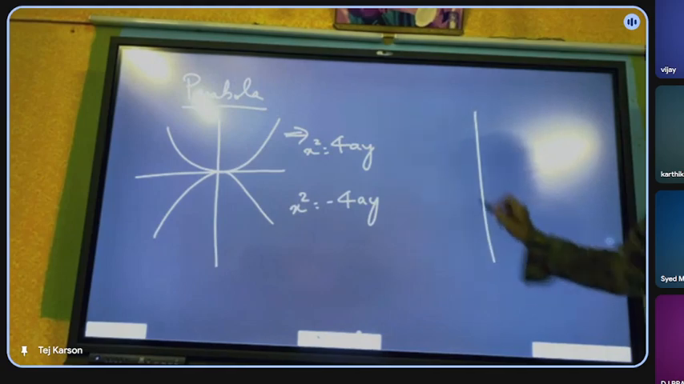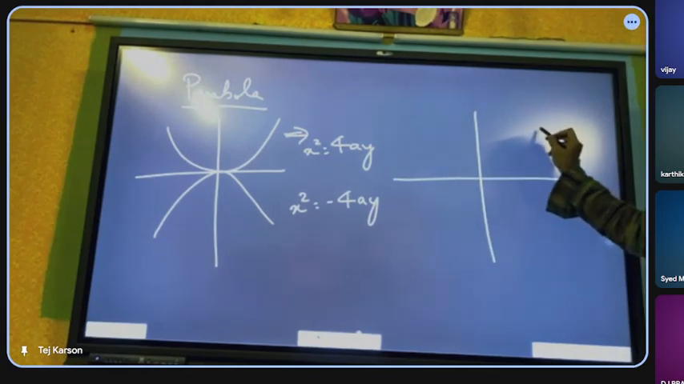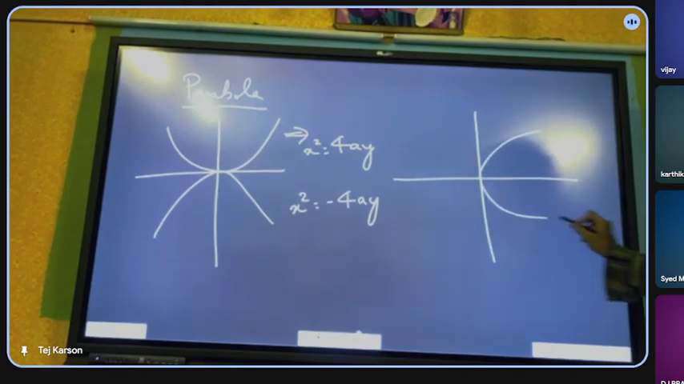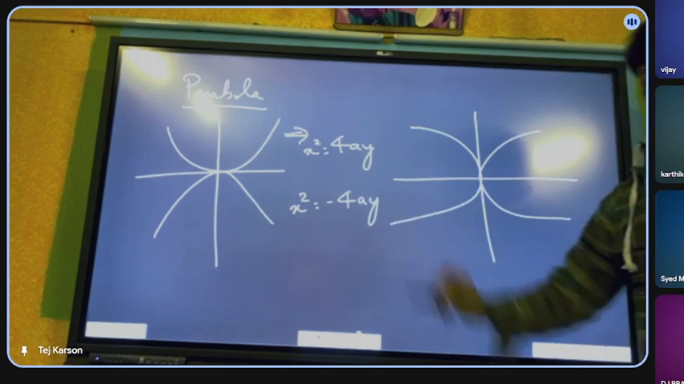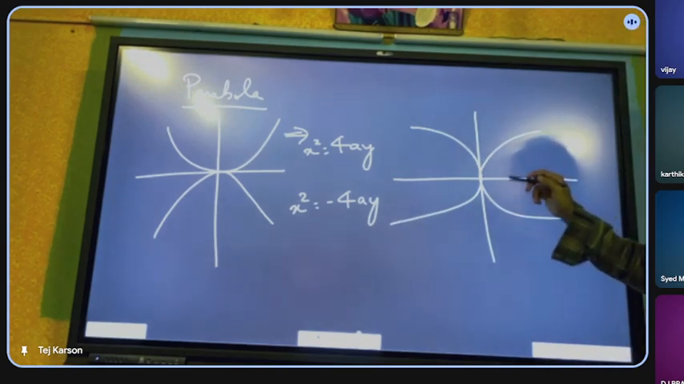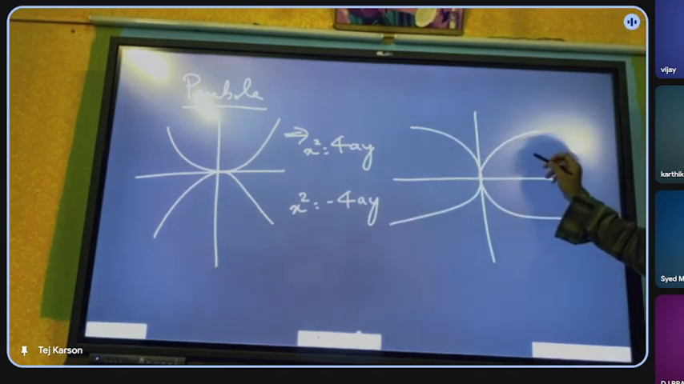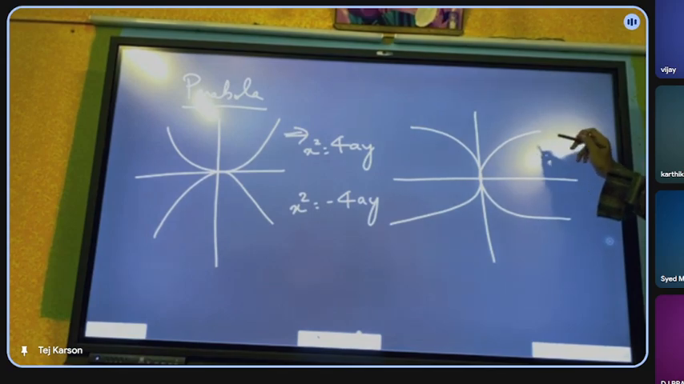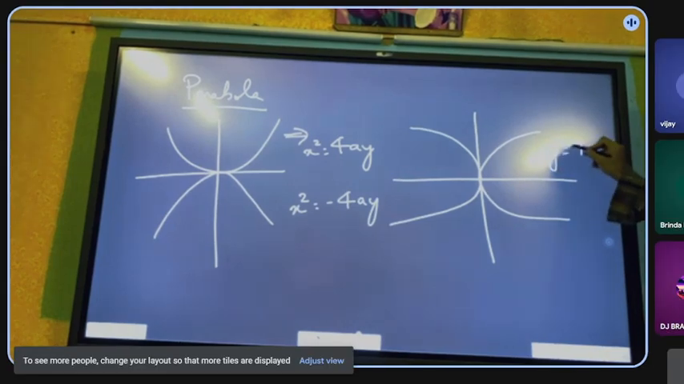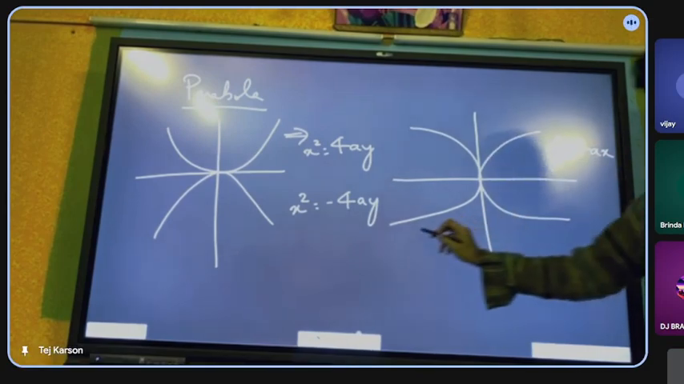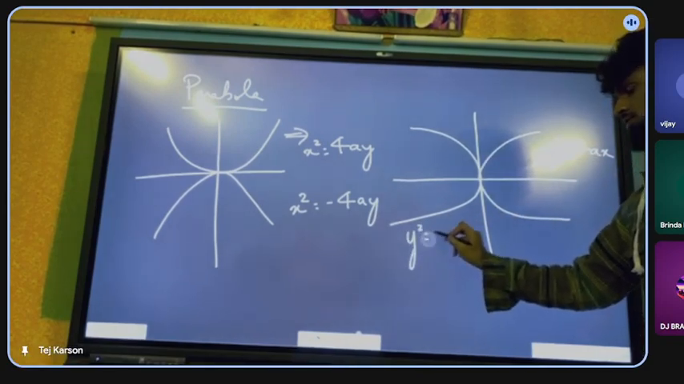One more set of parabola. One which opens towards your positive x-axis, one which opens towards your negative x-axis. Both of them have to be measured. So here, because the right side parabola is touching the y-axis, you write y square equals 4ax. Similarly, here y square equals minus 4ax.